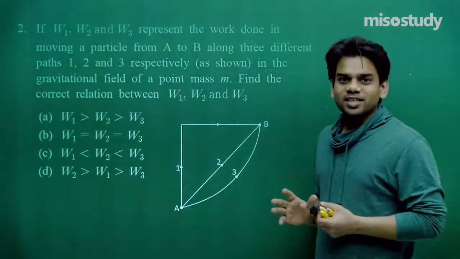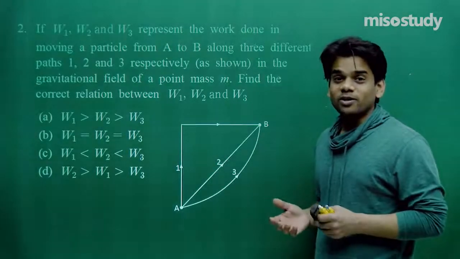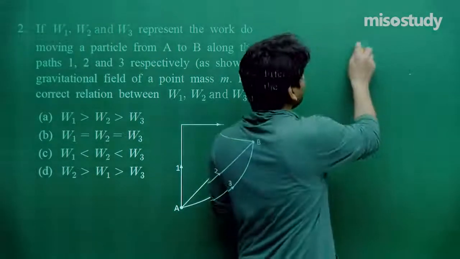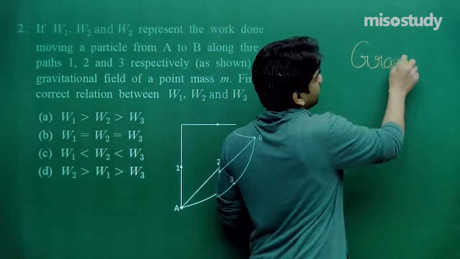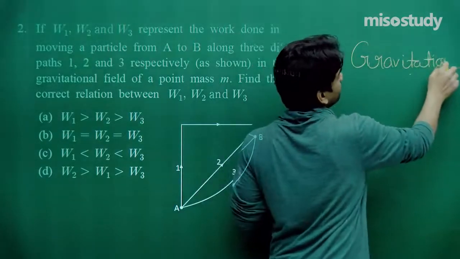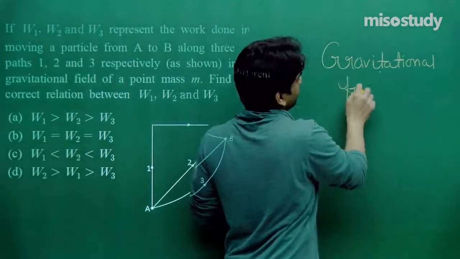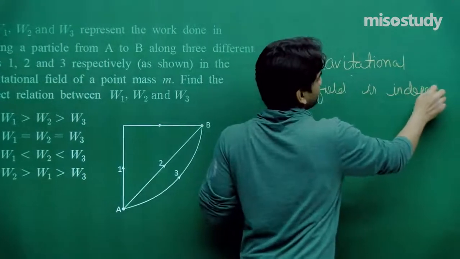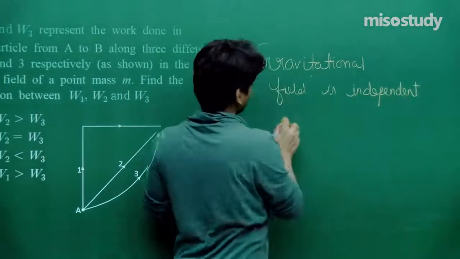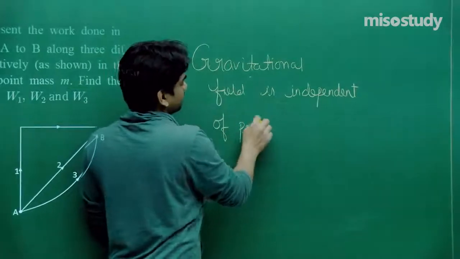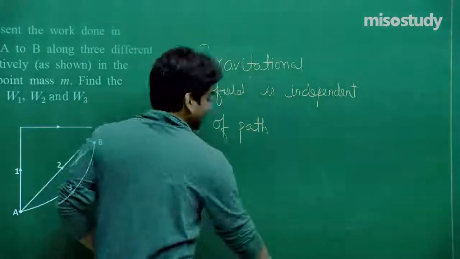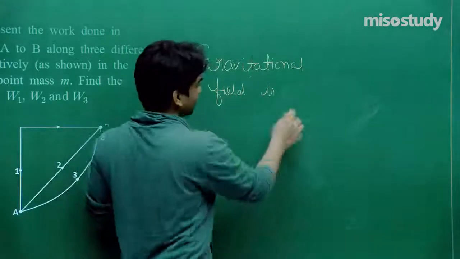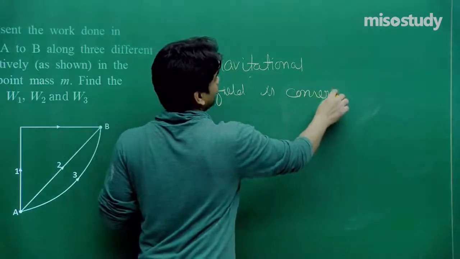Now, gravitational field is a conservative field. In a conservative field, we know that work done is independent of the path adopted. So, I am writing some points. The gravitational field we are talking about is conservative. Sorry, the work done is independent of the path adopted. Gravitational field is a conservative field. This is what we need to know.